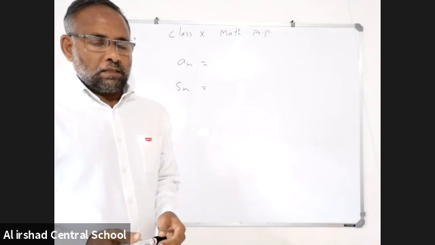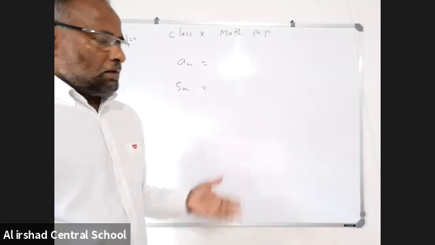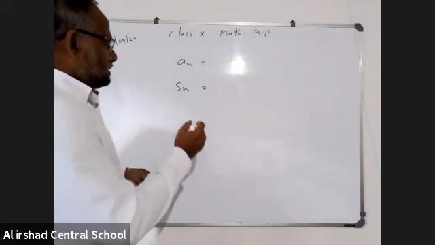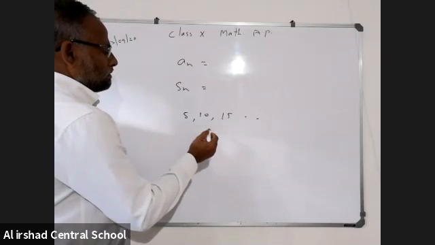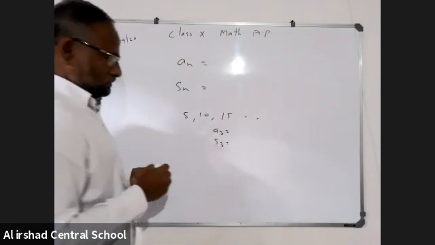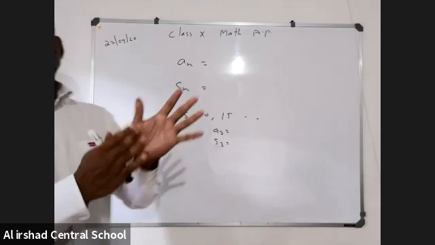Tell me. An is the nth term of the AP, very good. Sn is the sum of the nth term. Suppose 5, 10, 15. Here A3 is how much, and S3 is how much? A3 is equal to 15 and S3 is equal to 30. Very good. Excellent.